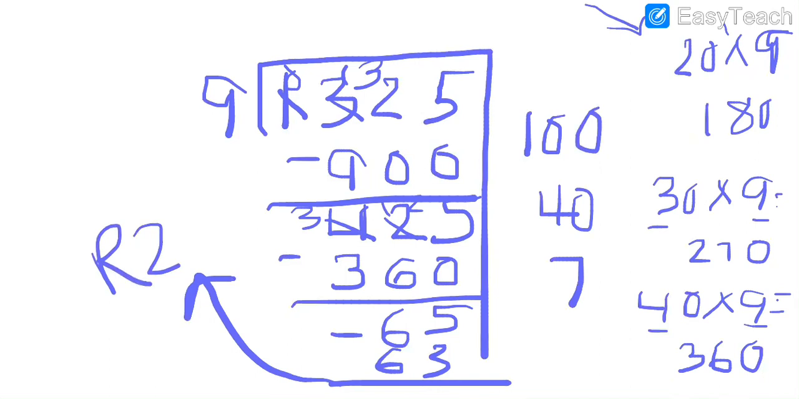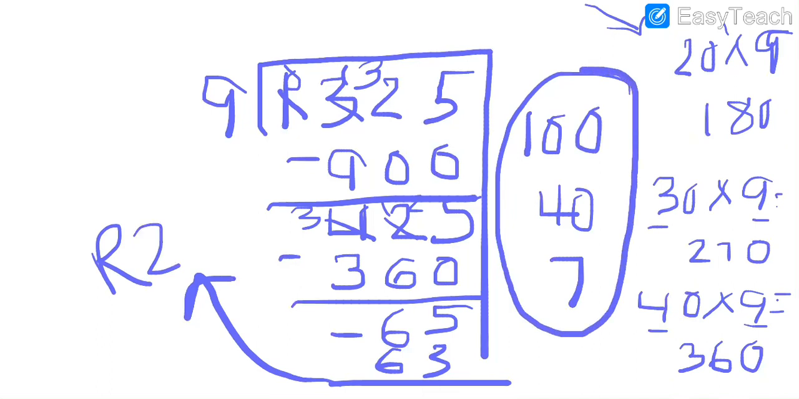The only thing we have left to do is to circle our numbers to figure out our answer, or quotient. Let's add up. 100 plus 40 plus 7. Go ahead and do that now. You probably can already do it in your head. You got it, 147. So let's write that down. 147 remainder of 2.